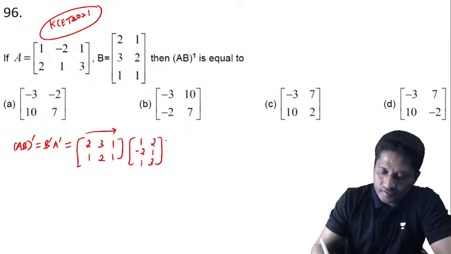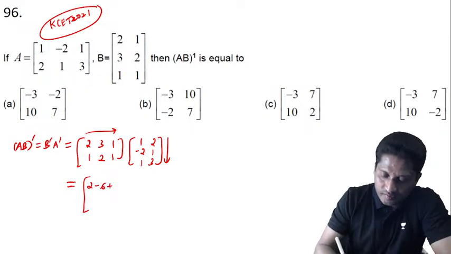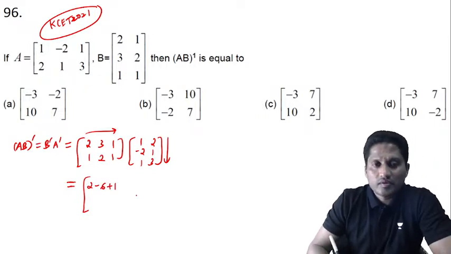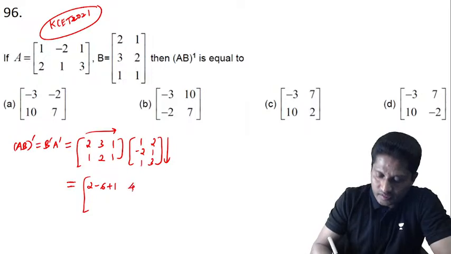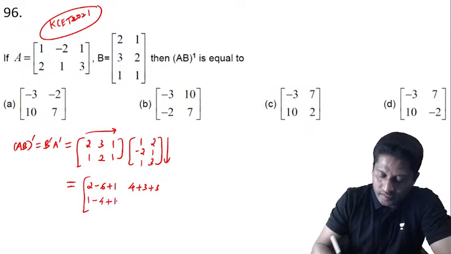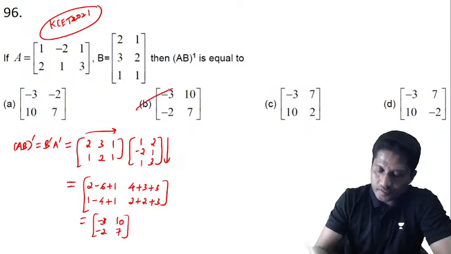Now if I multiply first row first column, you get 2 minus 6 plus 1. That is first row first column. First row second column, you will get this as 4 plus 3 plus 3. Second row first column is 1 minus 4 plus 1. Second row second column is 2 plus 2 plus 3. You get minus 3, 10, minus 2 and then 7. Answer is option B.